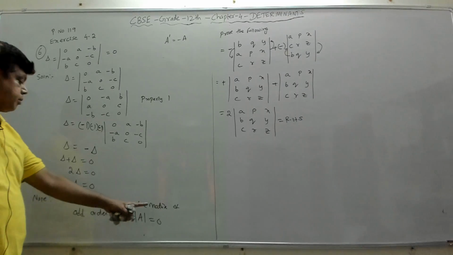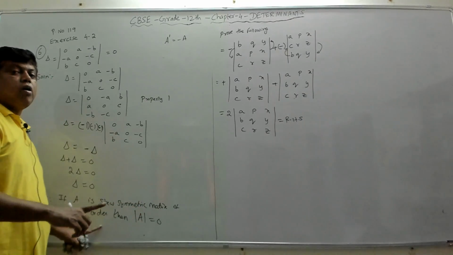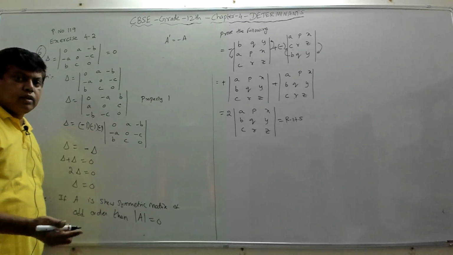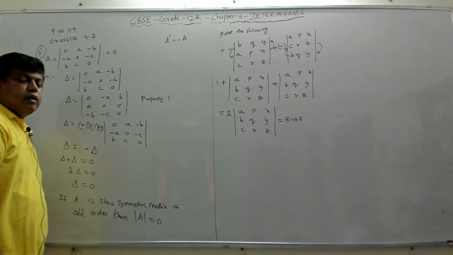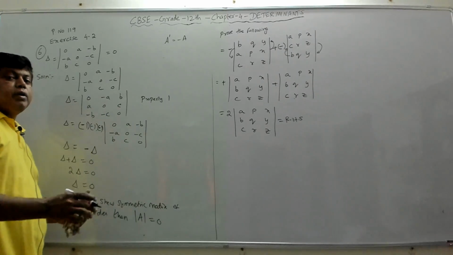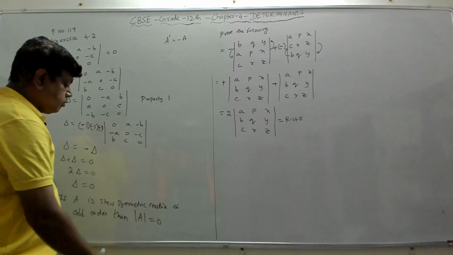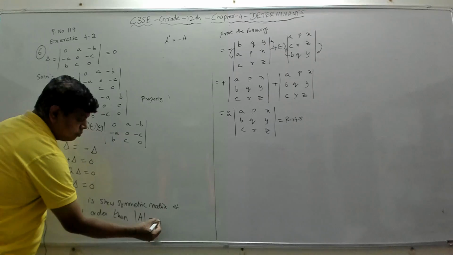If A is a skew symmetric matrix of odd order, meaning a 1 cross 1 matrix, or 3 cross 3, or 5 cross 5, or 7 cross 7, whatever. Anyway, you will not study more than 3 cross 3 here. If A is a skew symmetric matrix of odd order, then you can immediately say the value of the determinant of A will be equal to 0.